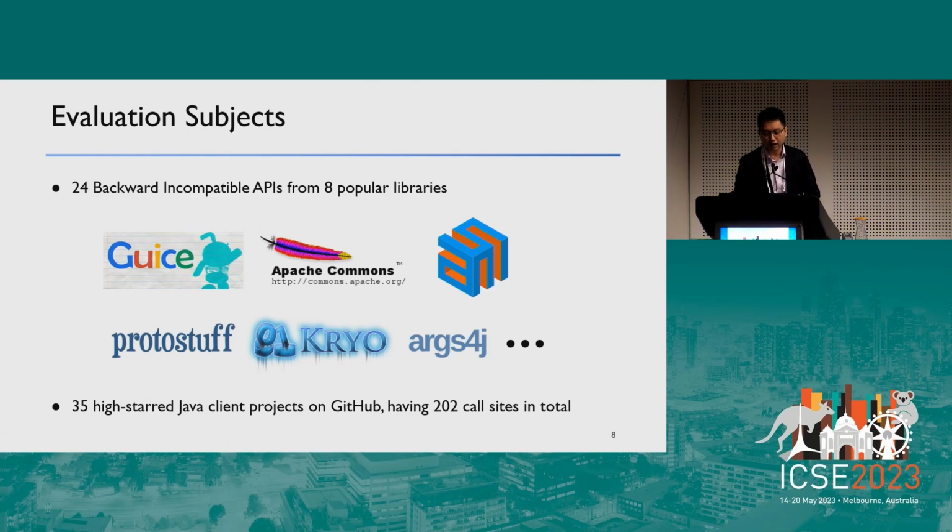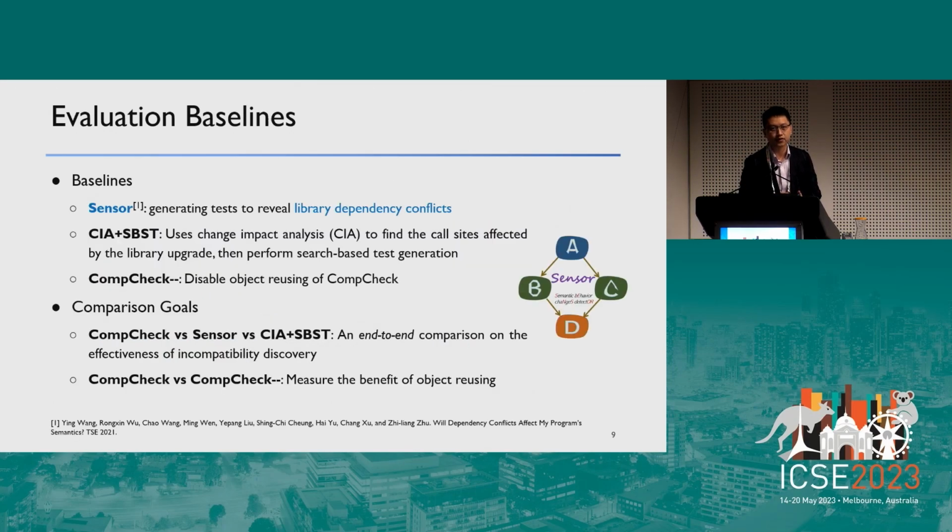So we evaluate our tool on a set of popular open source Java projects and libraries. And we build our knowledge base on a subset and then use our tool to try to identify similar issues on the rest of the data set. And we compare with three baselines. One of them is called Sensor, published earlier in TSE. So they target a very similar problem.